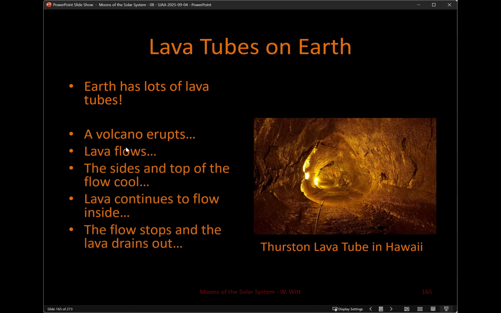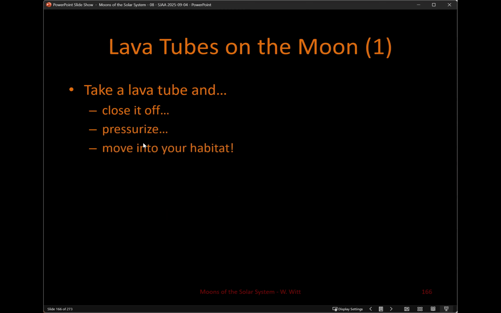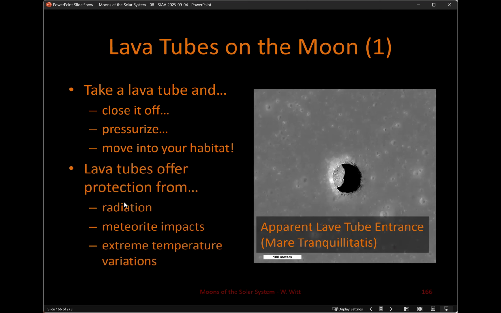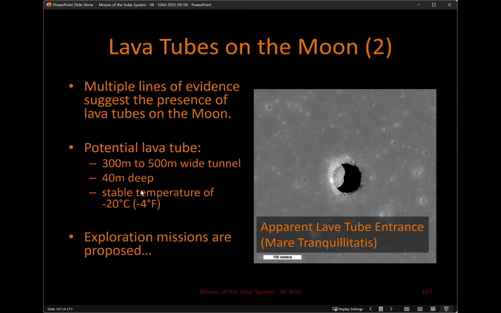What you get is a volcano erupting, lava flows, the sides and top of the flow cool, lava continues to flow inside, and then the flow stops and drains out, and you have a cave left over. And it turns out, if you have one of those things, you can close it off, pressurize it, and boom, you've got a habitat. Okay, maybe a few more things to do, but it gives you a great starting point. And it turns out we have seen these structures on the moon that sure look like an entry way to a lava tube, and there are other geological features that strongly suggest lava tubes are present. And they could provide protection against radiation, meteorite impacts, and the temperature variations.